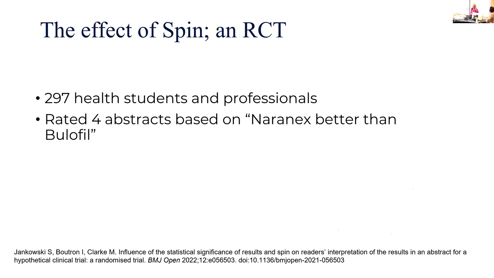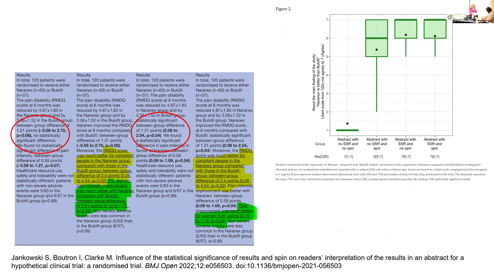So a group of investigators that do a lot of work in this field actually did a randomized controlled trial to look at the effect of spin in a report. And what they did was they got 297 health students and professionals to rate four different abstracts based on these fictional drugs. One was called Naranix, and it was whether it was better than another drug called Bulopill. So what they did here is that they had four scenarios.